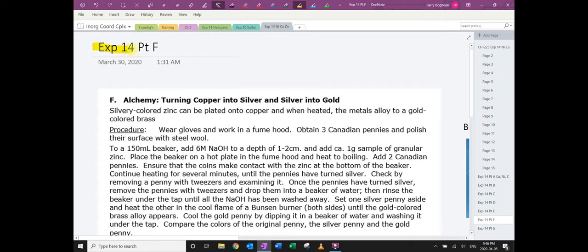Experiment 14, part F. We're going to do some ancient alchemy and turn copper into silver and gold.